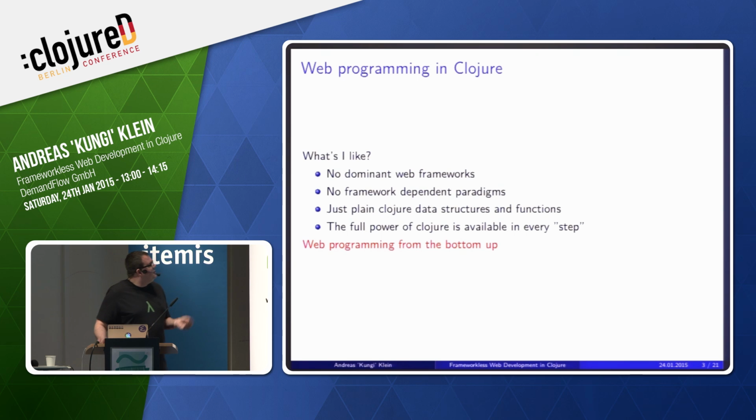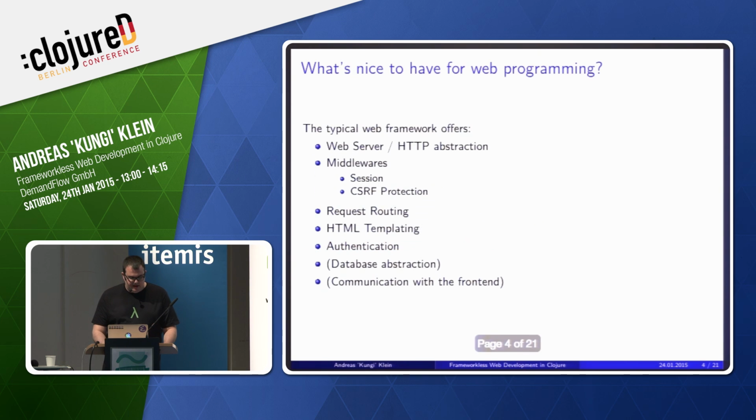You don't have that. You normally have just plain old Clojure data structures, like I think Rich Hickey said, leave data alone. That's exactly what we do when we do web development in Clojure. We just pass around vectors and maps which have a proper format, for example, to represent an HTTP request. With this, we have the full power of Clojure available everywhere in any step. It's just plain old data. We can use filter, map, reduce, whatever we like. And it's a bit like web programming from the bottom up. You start with the little parts and put them together, and then you get a comprehensive web application.